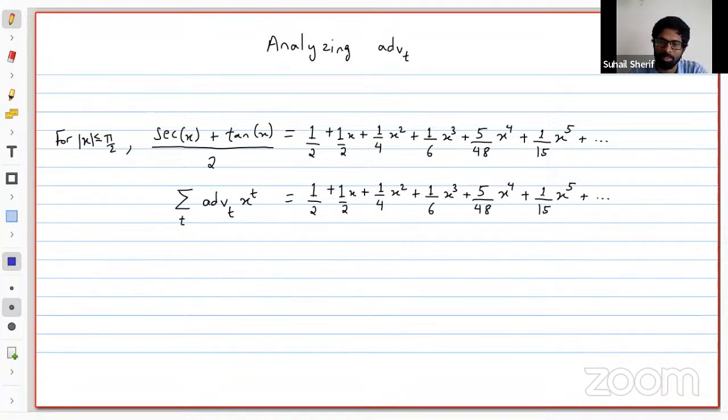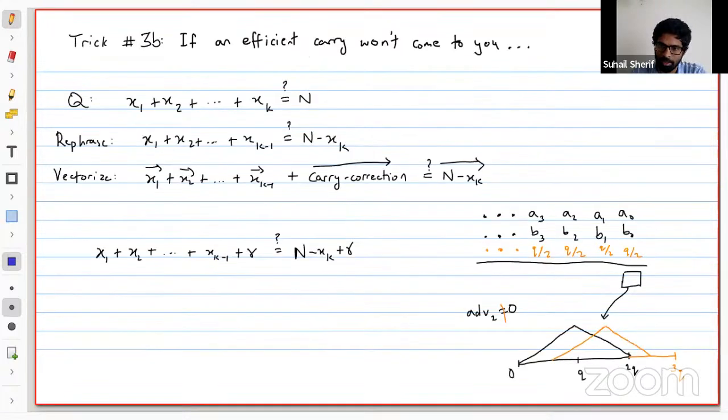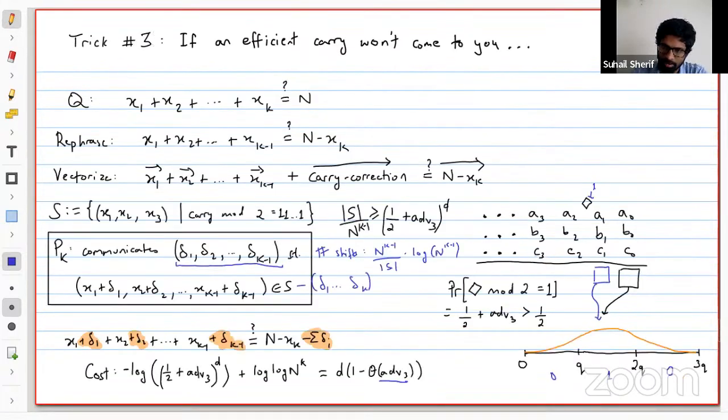So this is one of our contributions, is saying that these, what are called the Euler zigzag numbers, that's what these coefficients are, or they're related to the Euler zigzag numbers. We've shown a connection between that and the probability that a sum of a certain number of numbers has a specific carry modulo 2.